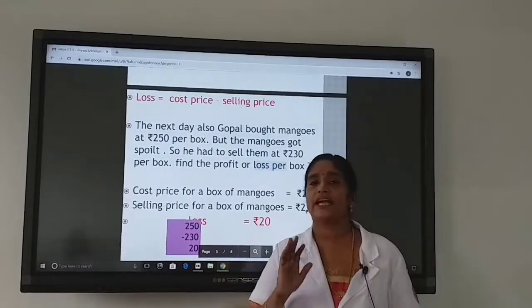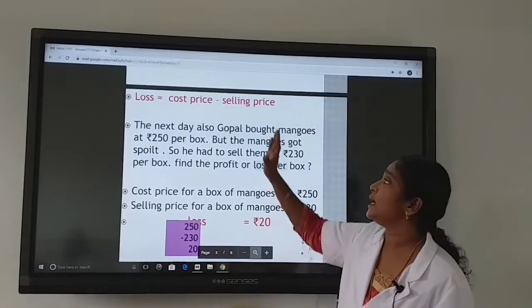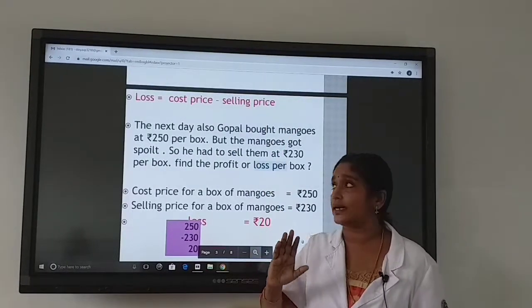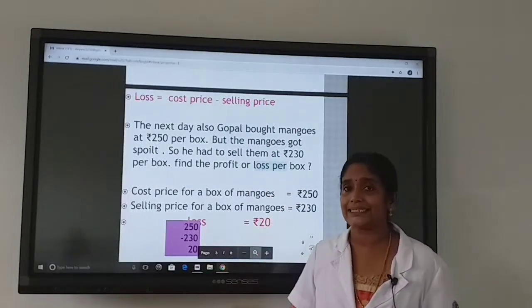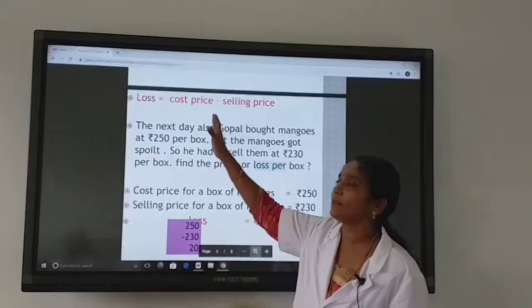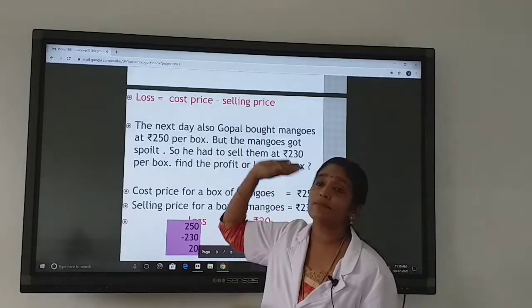Okay, next we can find loss. Loss means cost price minus selling price. When the loss occurs, when cost price is greater than selling price, at that time it is a loss. So, to find loss, we subtract selling price from cost price.